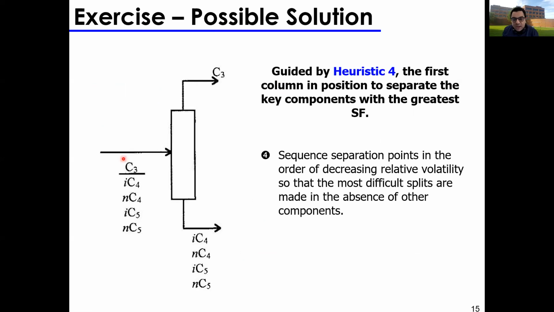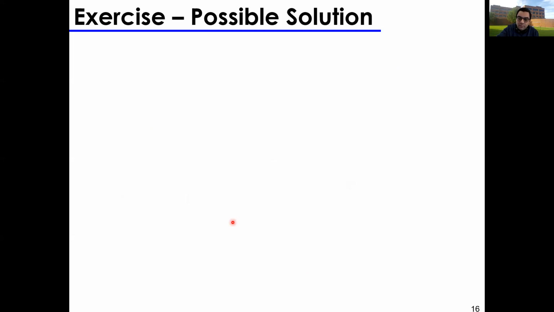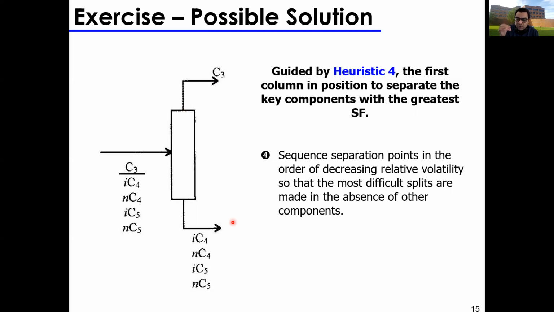Just first step, highest relative volatility, I took out C3, and then I'm going to follow this logic to do the next separation. So next I'm doing the separation of the second highest relative volatility, which is 2.8, between NC4 and IC5. And then I get IC4 and NC4, alpha is 1.5, IC5 and NC5 alpha is 1.35, right? So in this case, I followed the logic of doing the separations in order of decreasing relative volatility.